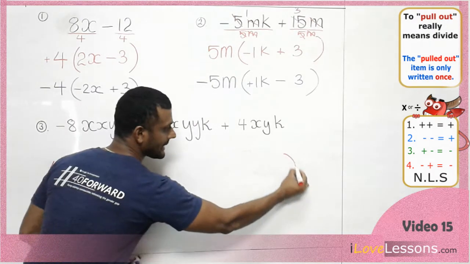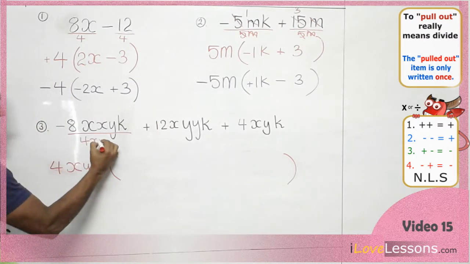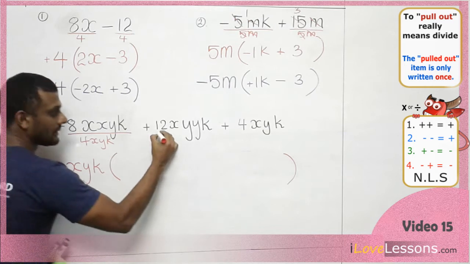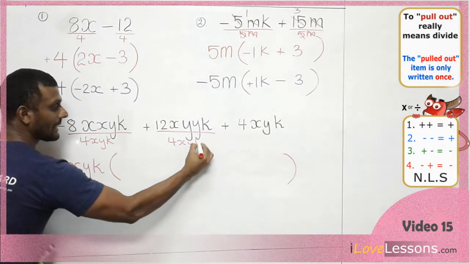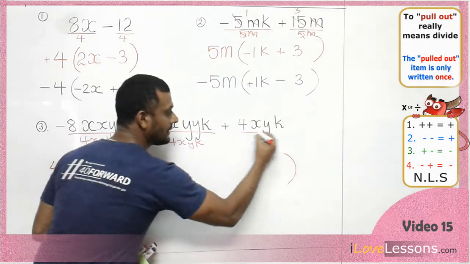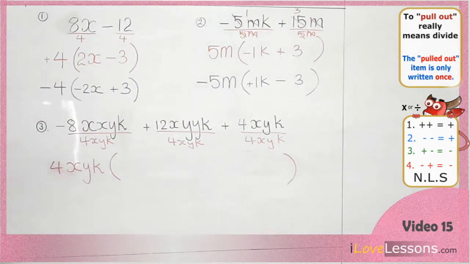Let's put the brackets here and get it ready. I'm going to visit him, divide him by 4, x, y, and k. Divide him also by what? 4, x, y, and k. And 4, x, y, and k. So let's start cancelling out some items here.